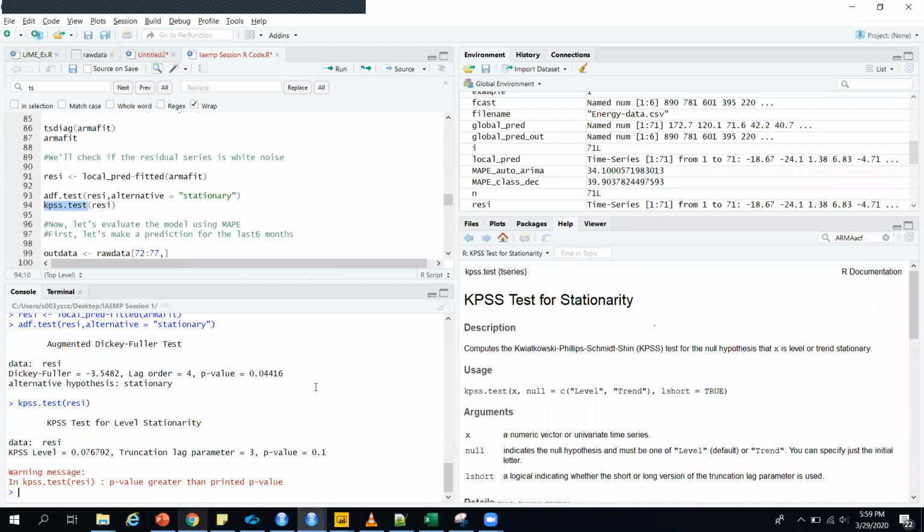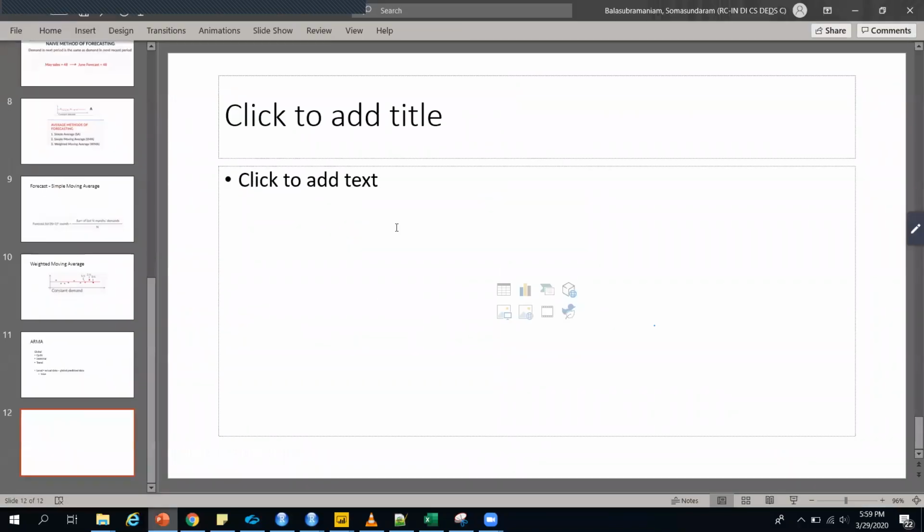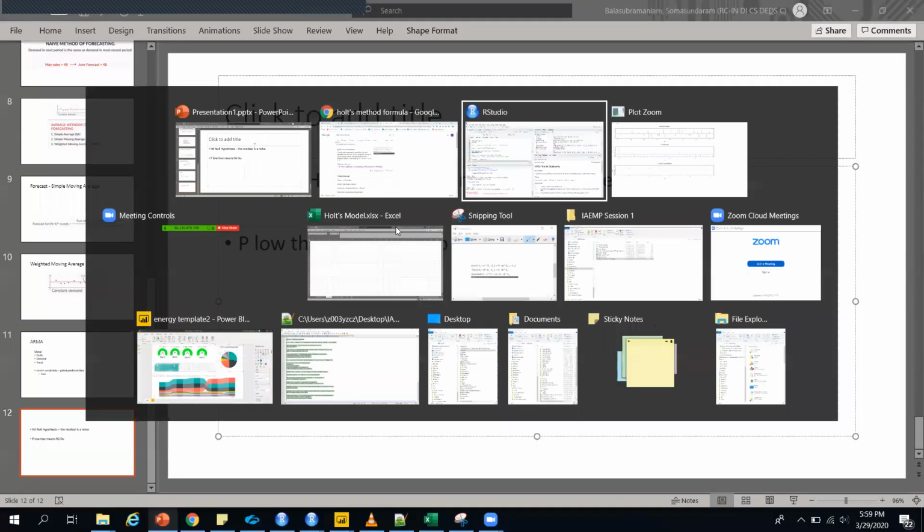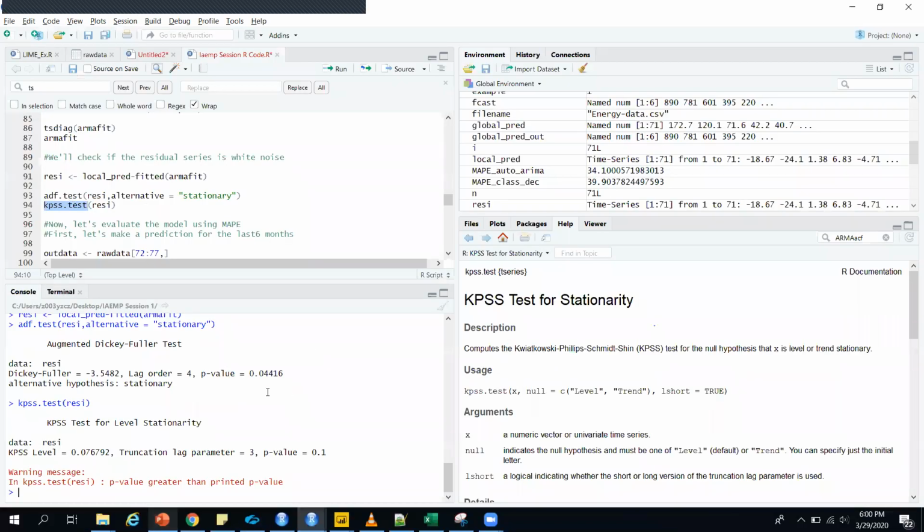Actually, for these tests, what is the null hypothesis? The null hypothesis is that the residual is not noise, and the alternative is something else. If the p-value is low, that means we reject H0. H0 is my null hypothesis, that is for the ADF test. Here I am getting a low p-value, that is 0.04. Less than 0.05 is good.